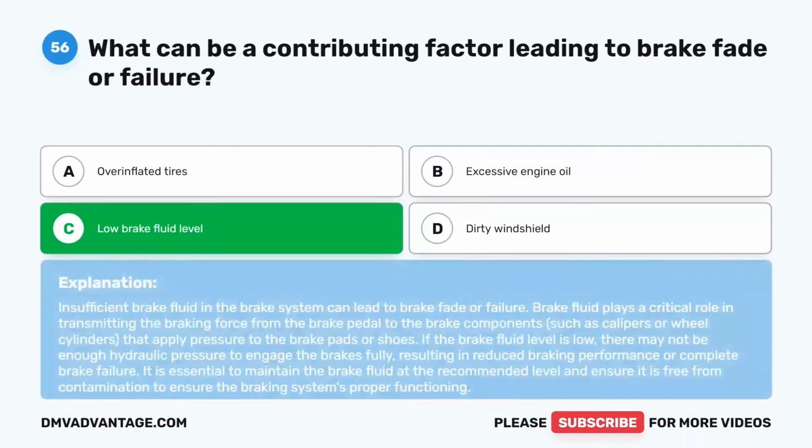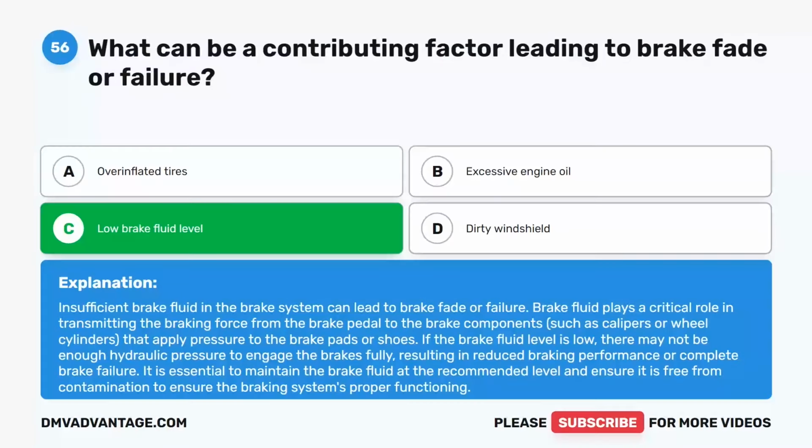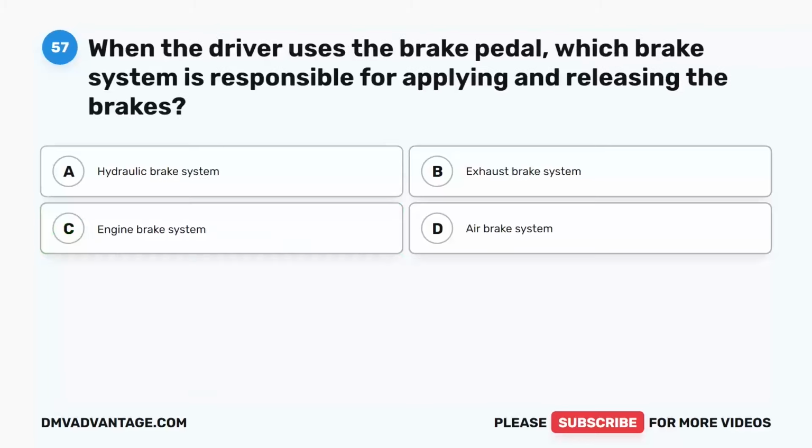Low brake fluid level. Insufficient brake fluid in the brake system can lead to brake fade or failure. Brake fluid plays a critical role in transmitting the braking force from the brake pedal to the brake components, such as calipers or wheel cylinders, that apply pressure to the brake pads or shoes. If the brake fluid level is low, there may not be enough hydraulic pressure to engage the brakes fully, resulting in reduced braking performance or complete brake failure. It is essential to maintain the brake fluid at the recommended level and ensure it is free from contamination to ensure the braking system's proper functioning.